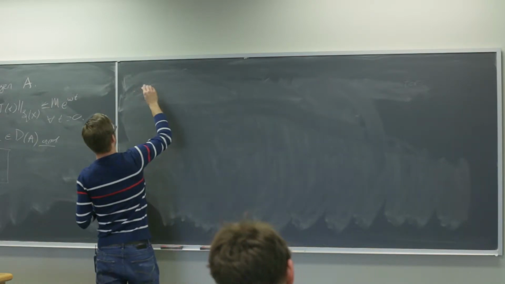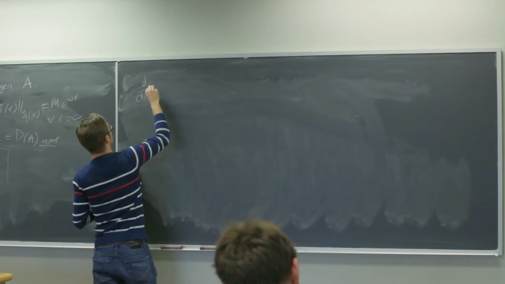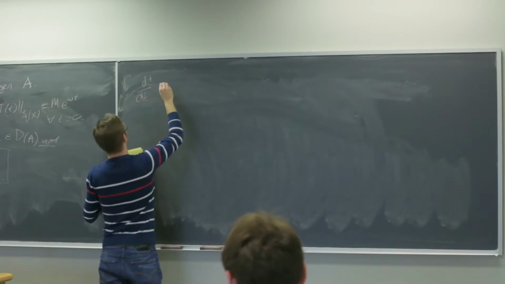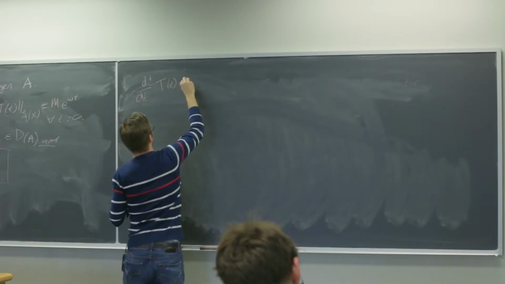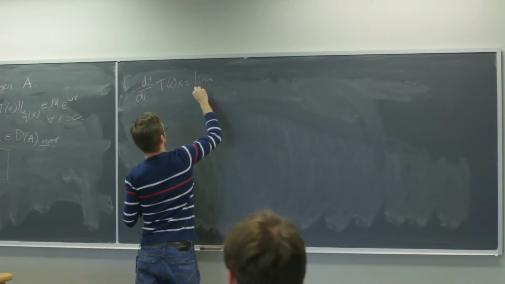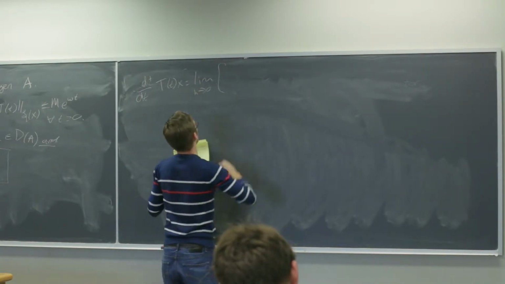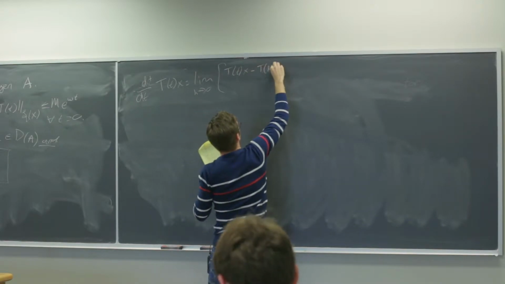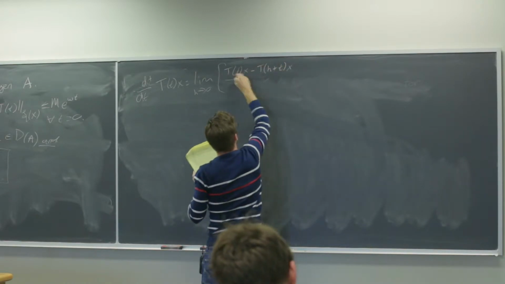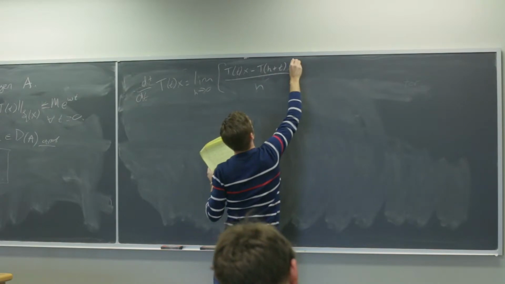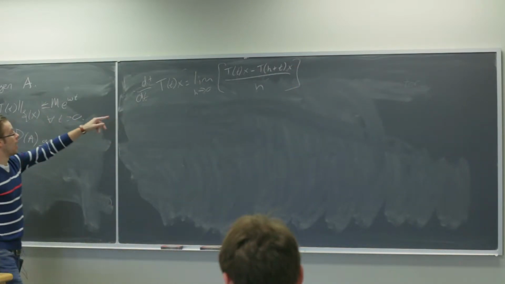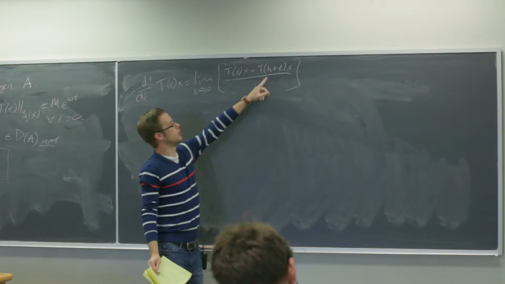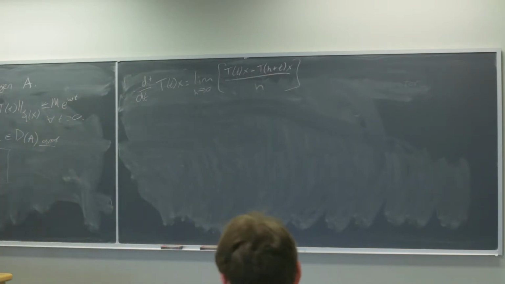So for example, if I differentiate from the right, d/dt plus of T(t)x will just be the limit as h goes to 0 of the following quantity, T(t)x minus T(h+t)x all over h. And the derivative from the other side is defined similarly with a minus sign here. So what in particular does number 2 mean?